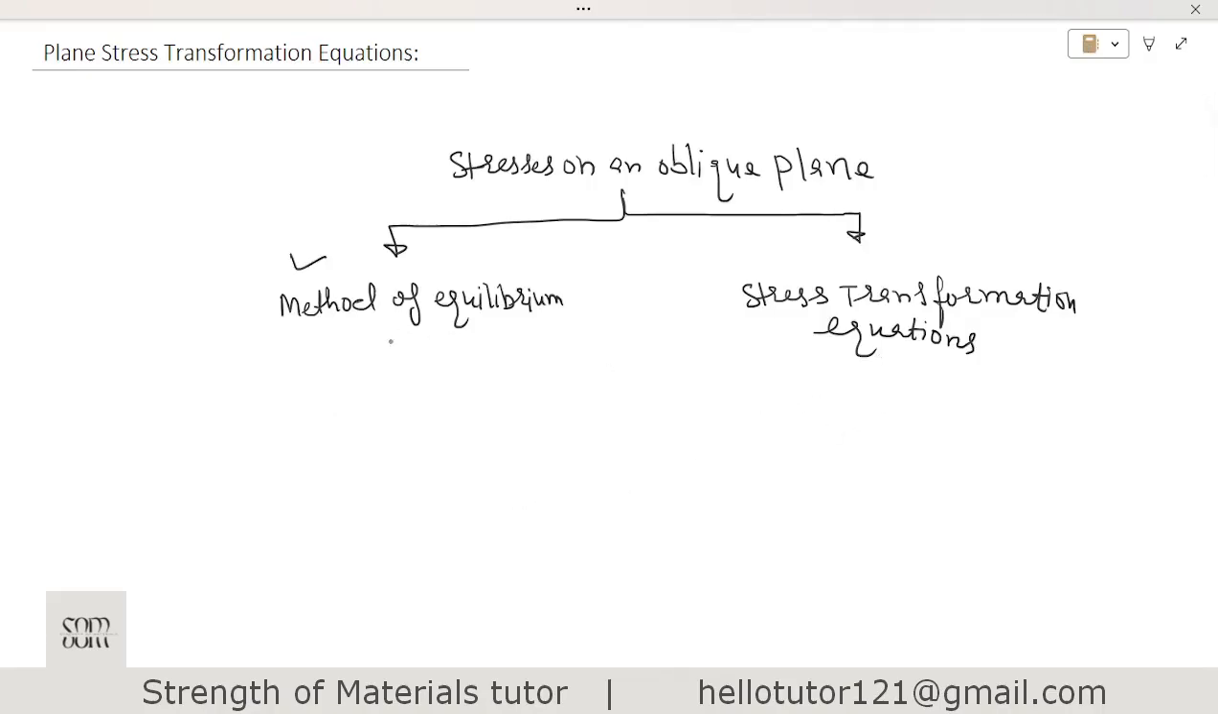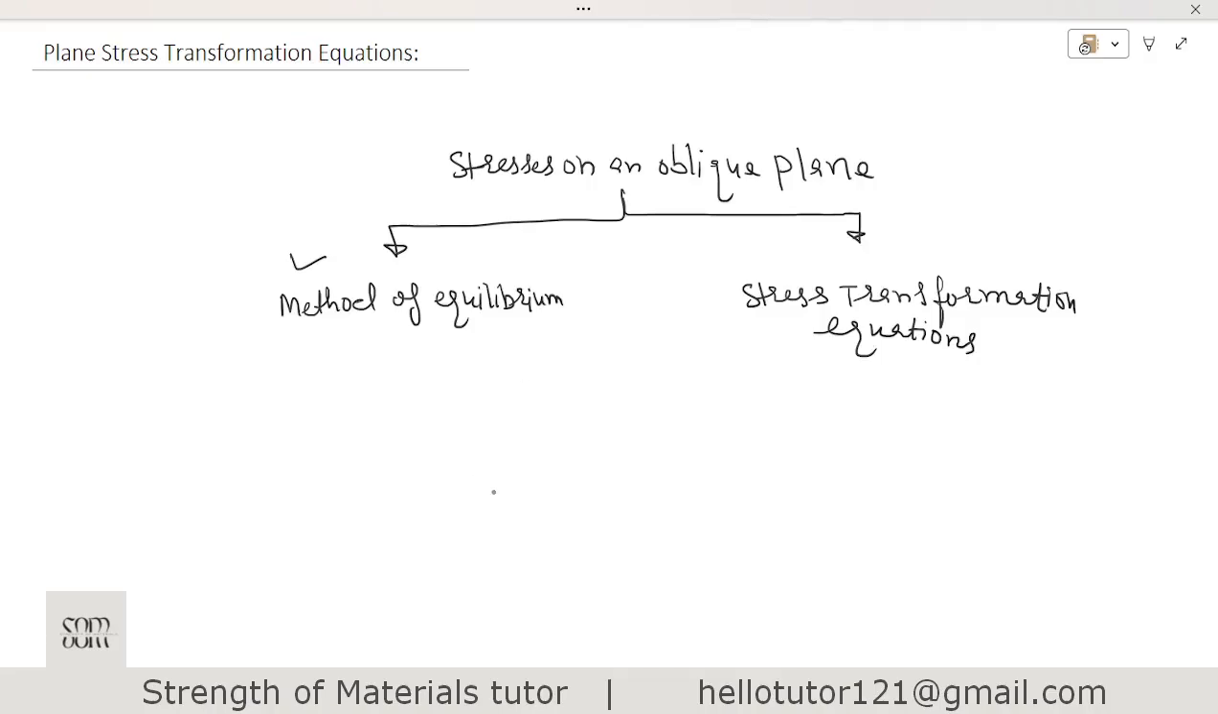The first method was a bit long. You needed to apply the equations of equilibrium along the two directions, right? But here you don't have to do too much. You just have to put the values in the equation and remember the sign convention. Put things based on the sign convention and you will get the result ASAP. So this is very fast, but you have to remember at least two equations in this.